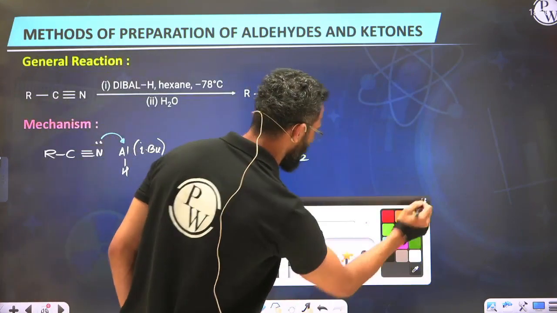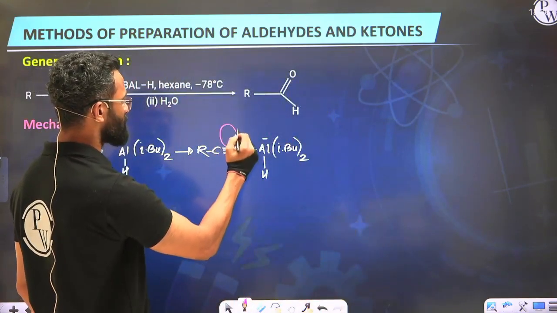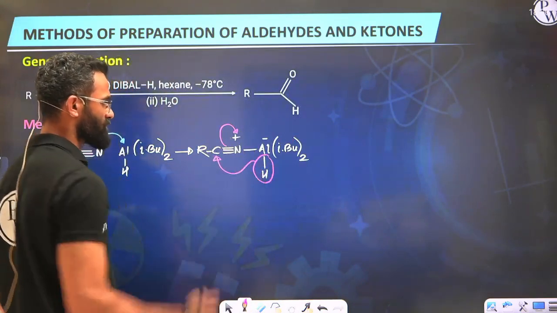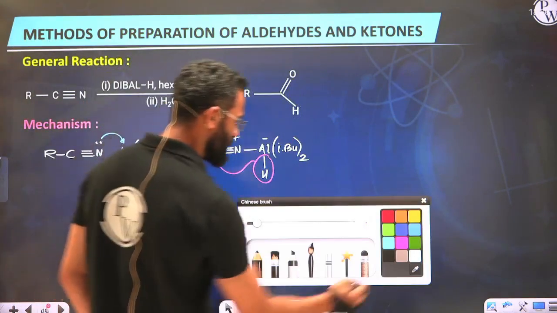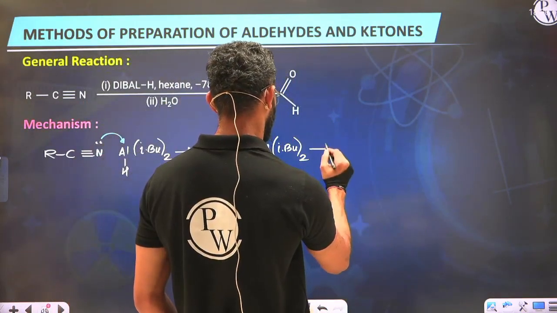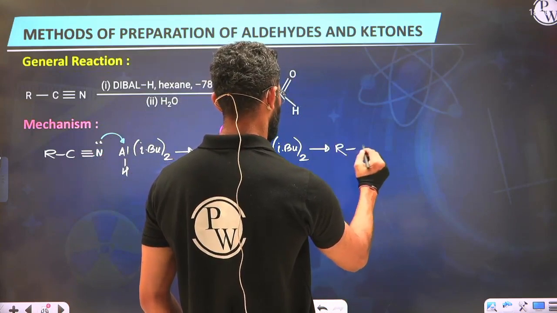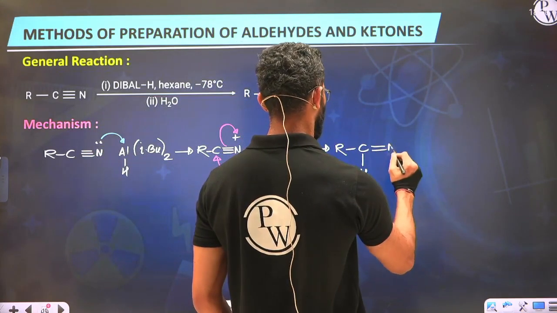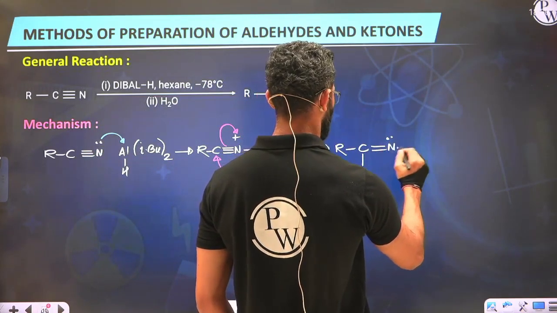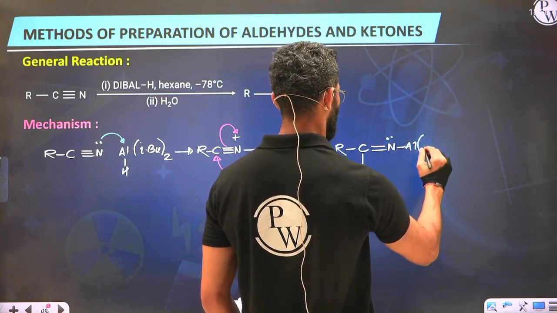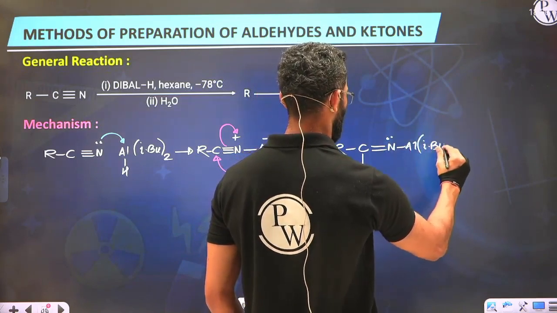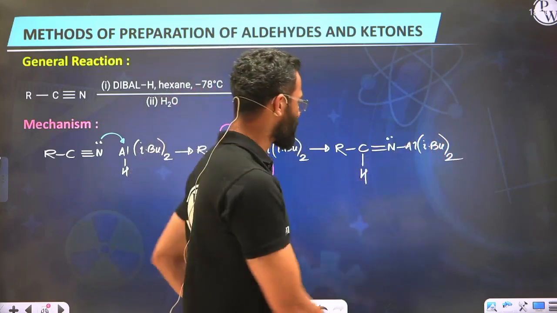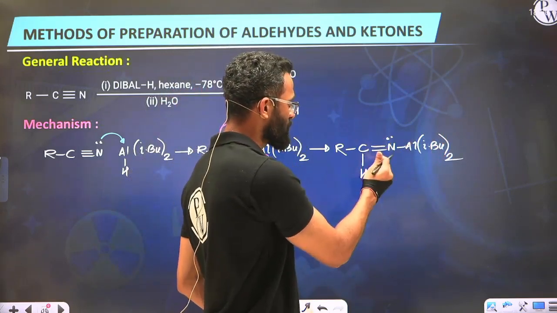Here, in order to neutralize the positive charge, let's say this bond shifts here, carbon is becoming deficient. So this entire hydride will now attack at the carbon. So that's the hydride transfer we will be getting. R-C, this is the hydride which got attacked here, double bond N, which will be carrying a lone pair. And now we have got Al-iBu twice.